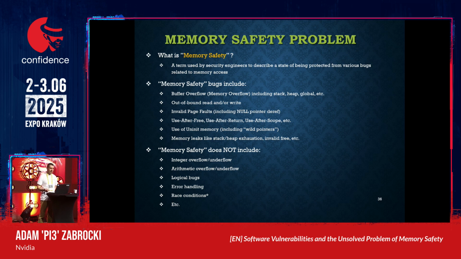So integer overflow, arithmetic overflow, underflow, these are not memory safety bugs. Logical bugs, error handling, race conditions are not memory safety bugs. Although there is a star on race condition, because a race condition on memory access is memory safety, yes? But what is important, the reason I differentiate that, is that even non-memory safety bugs often result in memory safety bugs, even though they are not at their core. So if you have an arithmetic overflow on how much data to copy from one piece of memory to another, the integer overflow itself is not memory safety, but it results in a memory safety bug.